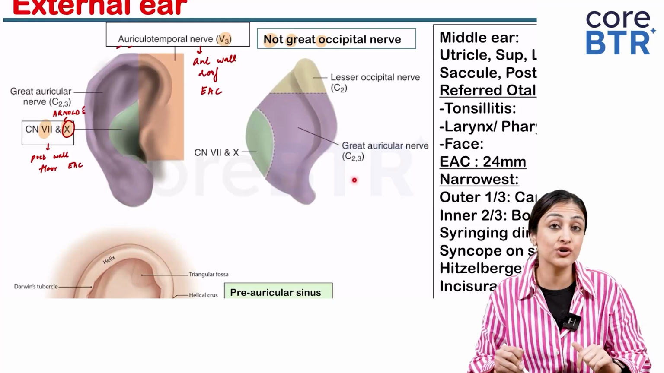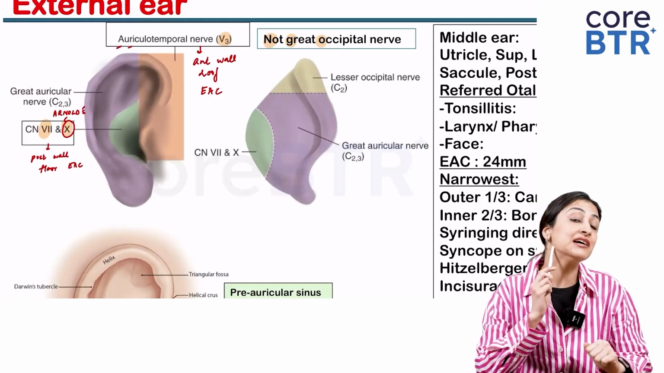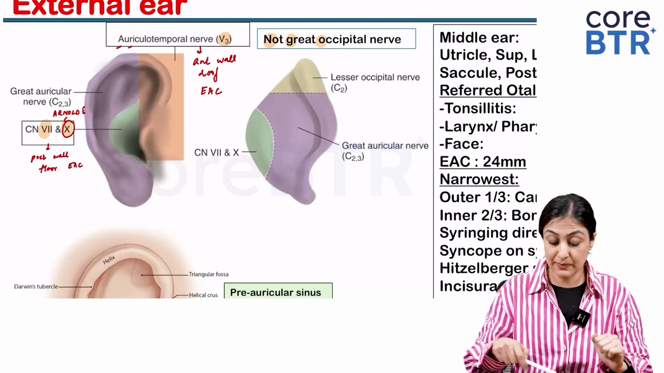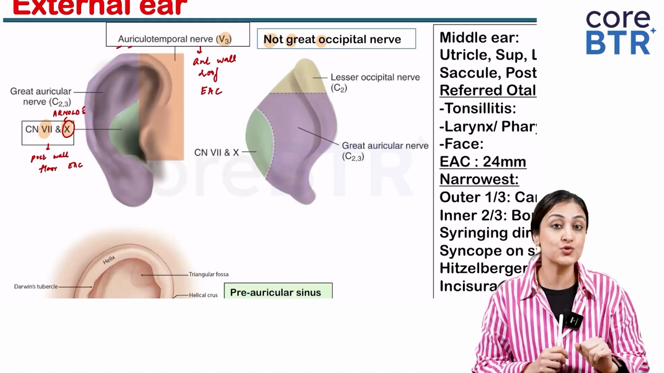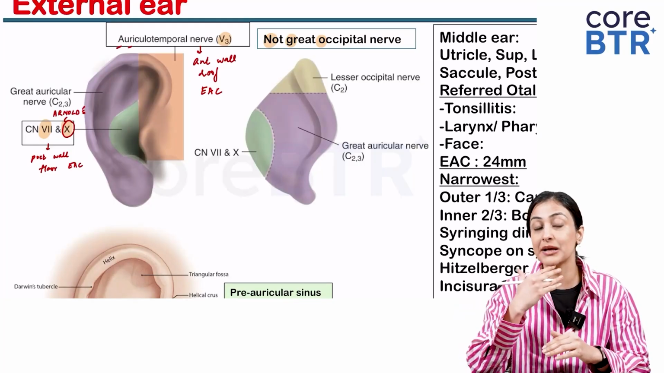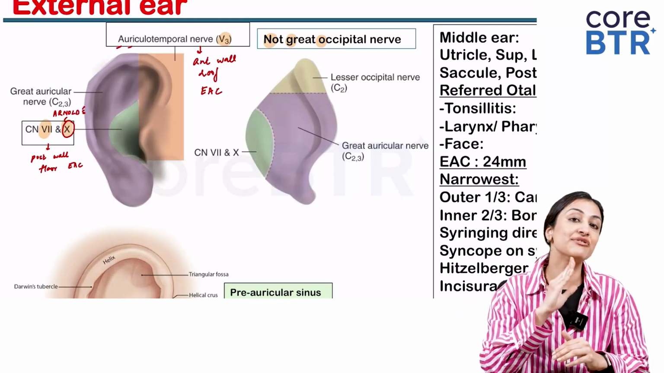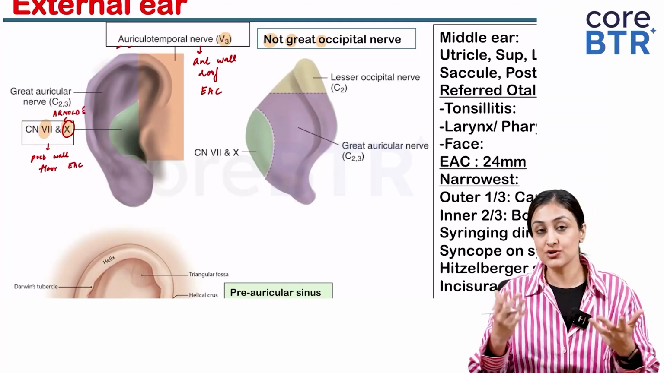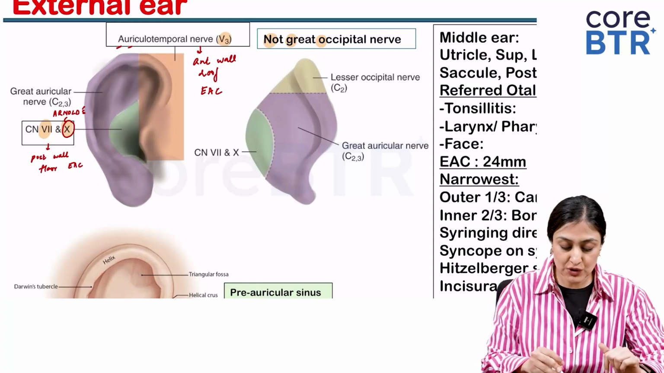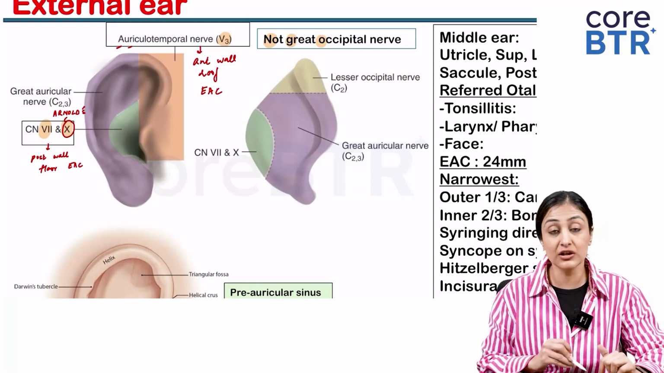You remember great auricular nerve we had done in surgery, runs along with external jugular vein, comes to the lobule, supplies great part of the ear. It's C2, C3, and it is the only part of the face sensation that's not supplied by trigeminal. Remember, shaving angle. So that's the great auricular nerve C2, C3 that we are seeing here. Okay, so this is what we need to learn about the nerve supply.